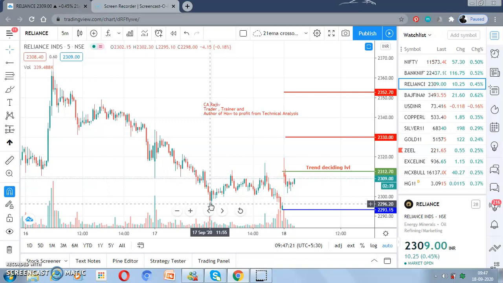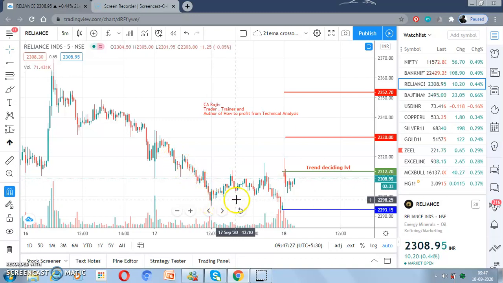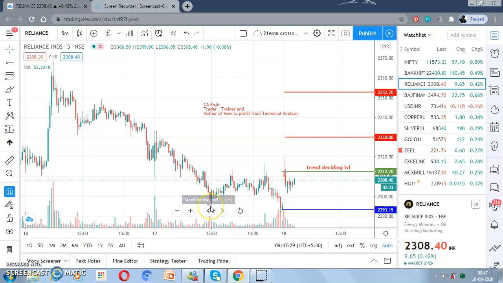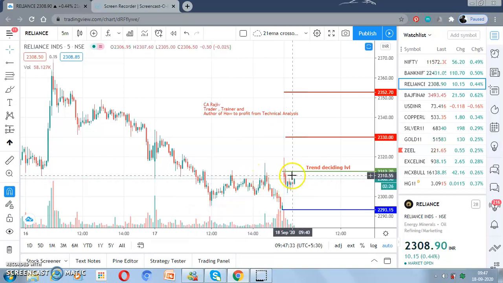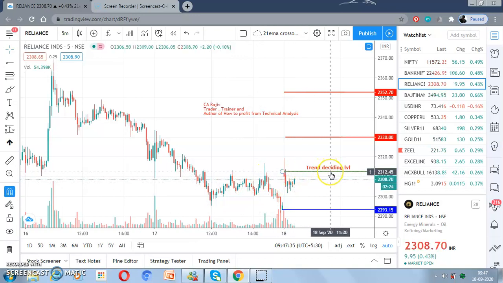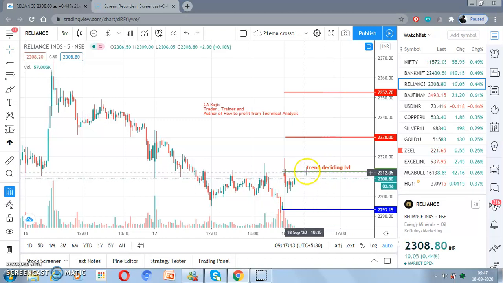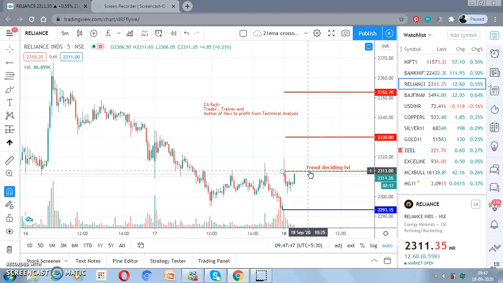And if you are short in the morning, then you can cover your position nearer to this level. So yes, it took exact support at 22.95 and remained above that later on. Right now for today, the trend deciding level is 2312, approximately 2315. Unless and until it breaks this 2315 level, you will expect the prices to remain subdued.